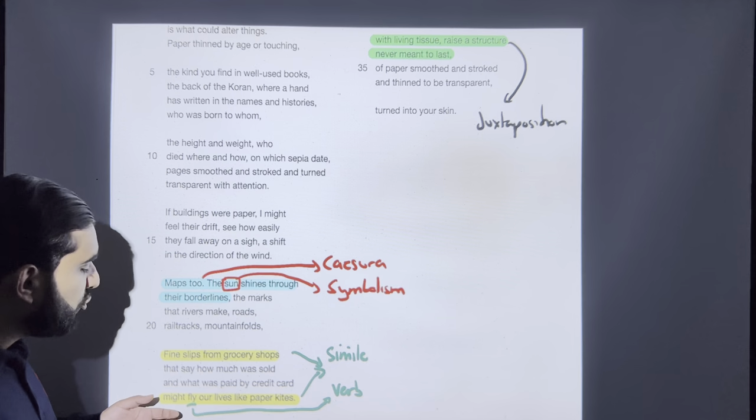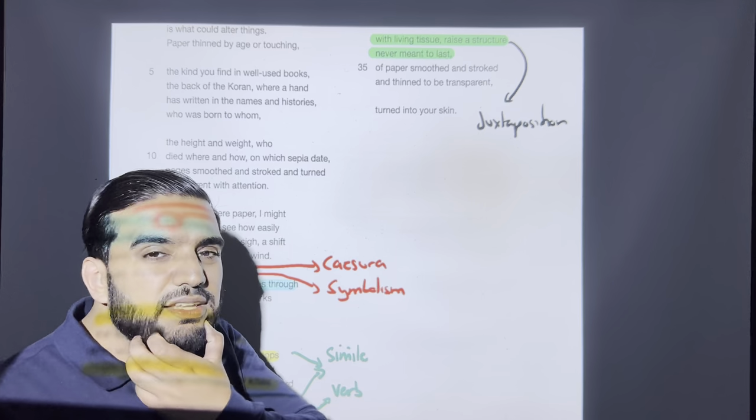Second, fine slips from grocery shops might fly our lives like paper kites. Now, what is this quote saying over here?